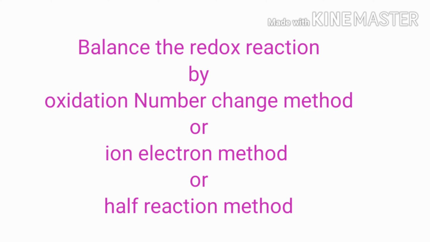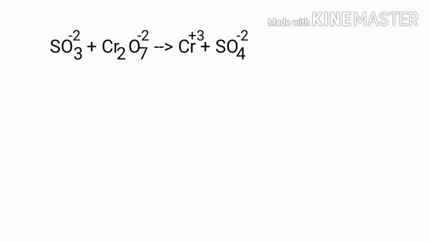Balance the redox reaction by oxidation number change method, ion electron method, or half reaction method. SO3 2- plus Cr2O7 2- gives us Cr 3+ plus SO4 2-.